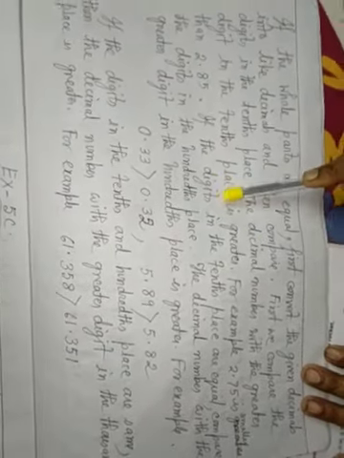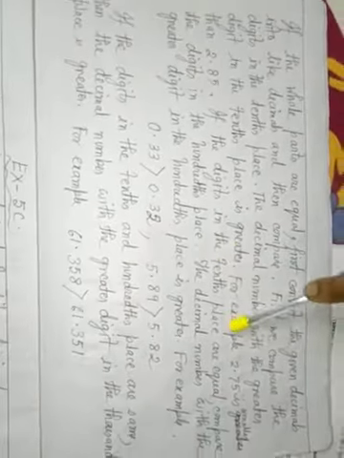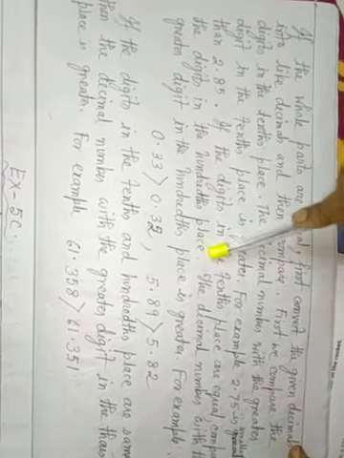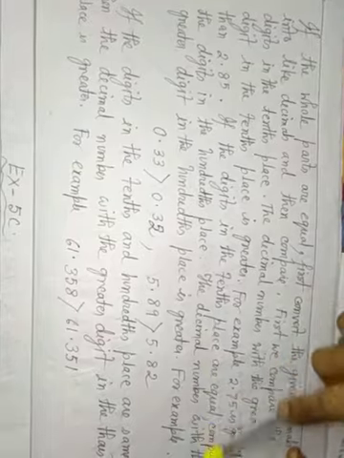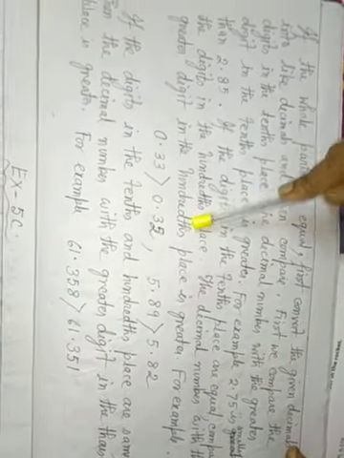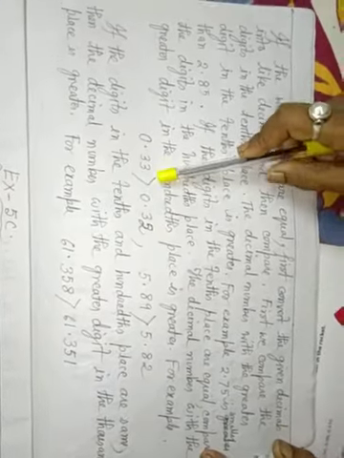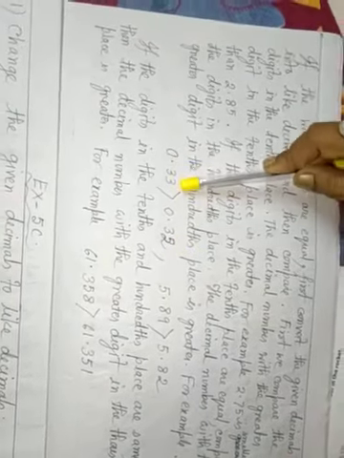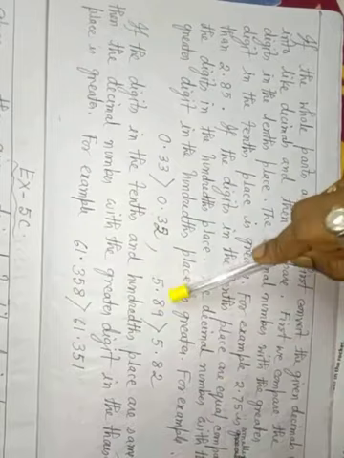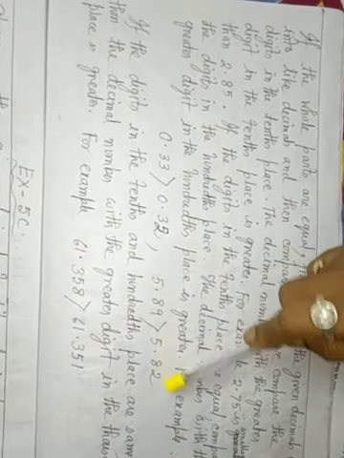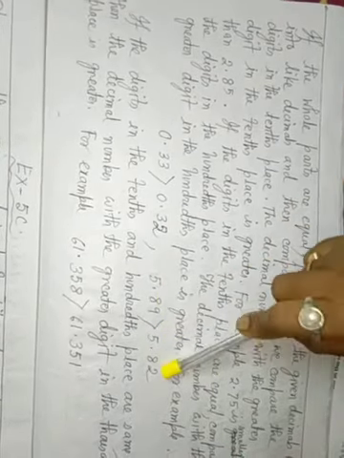If the digits in the tenths place are equal, compare the digits in the hundredths place. The decimal number with the greater digit in the hundredths place is greater. For example, 0.33 is greater than 0.32. 3 is greater than 2. So 5.89 is greater than 5.82, as 9 is greater than 2.